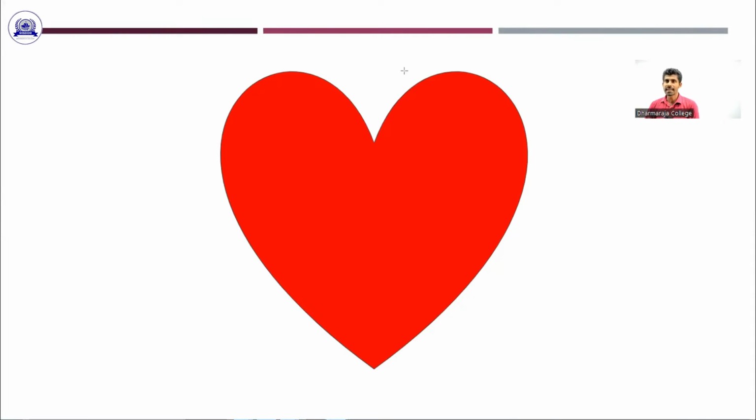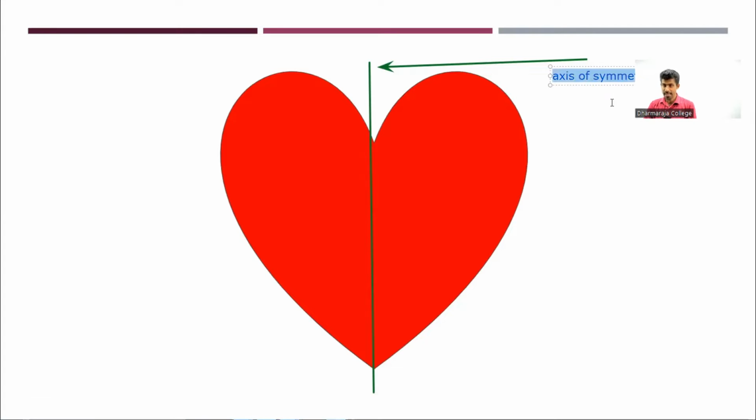Then you can find out this one. Wait, that line, as I told you before, what is the name of this line? Have you remembered that name? Just quickly tell me, what is the name of this line? Axis of symmetry. Axis of symmetry, right? So that is the name of this line.